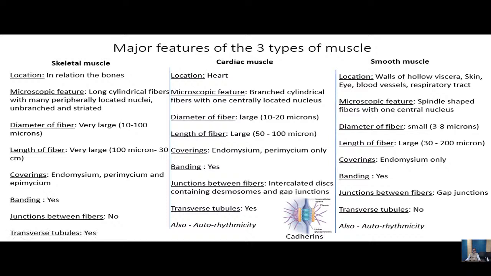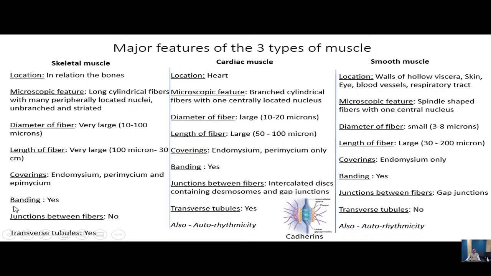I have told you that these muscle fibers are covered by connective tissue. And in the skeletal muscle, one of the coverings is endomysium. But I would also like to tell you that groups of skeletal muscle fibers are covered by thicker connective tissue, which is called perimysium. And the whole muscle is covered by connective tissue called the epimysium. Cardiac muscle has only the coverings of endomysium and perimysium. And in the smooth muscle, there is only endomysium.